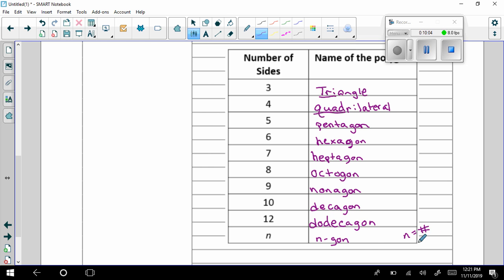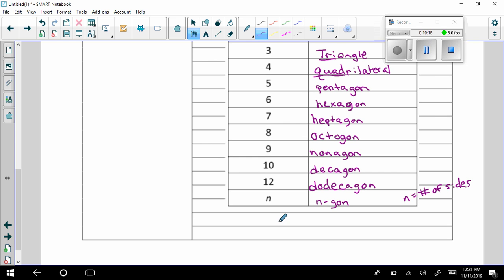n being the number of sides that it has. And n will represent the number of sides that a shape has from here until the end of geometry. Number of sides. So for example, an 11-gon, a 13-gon, a 24-gon, etc. Realizing up here I need hexagon, heptagon, octagon, sorry.